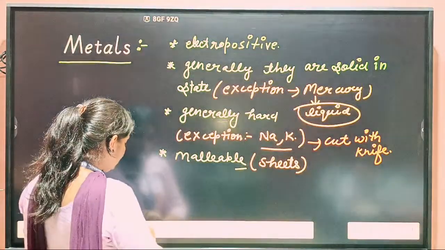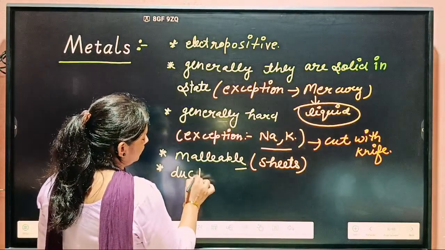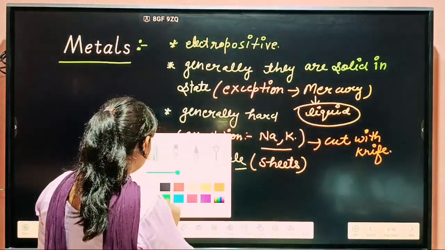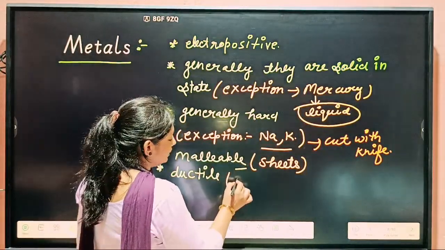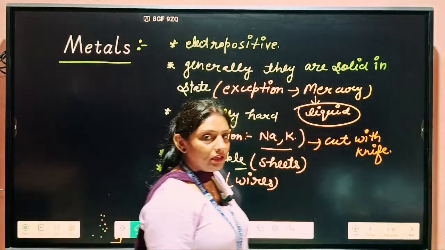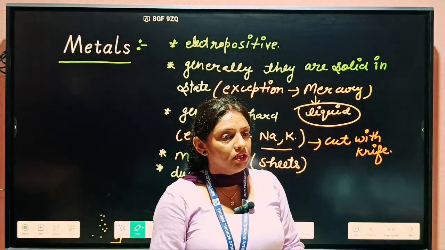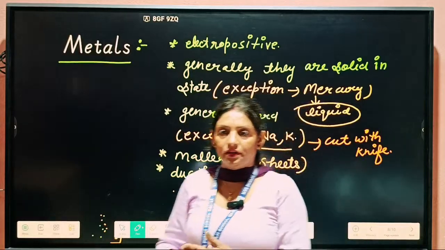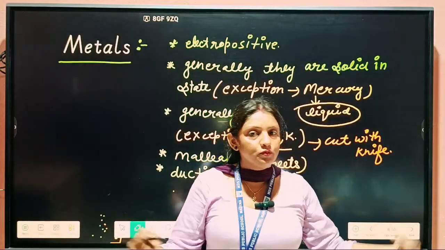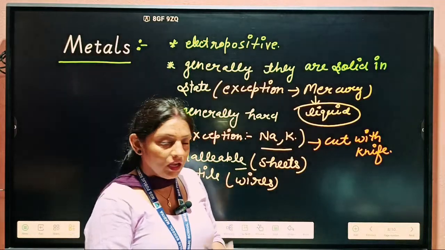They are ductile in nature. What do you mean by ductile? Ductile means metals can be drawn into thin wires. Metal can be converted into sheets by beating with a hammer, this property is known as malleability. And metal can be drawn into thin wires, this property is known as ductility.